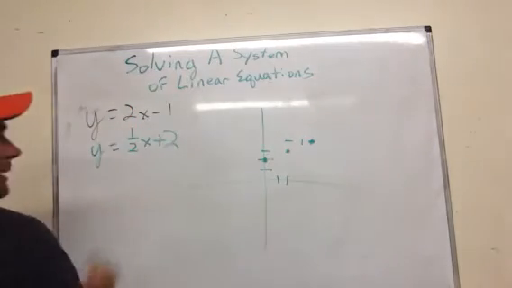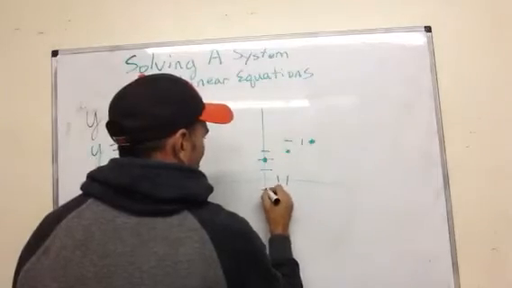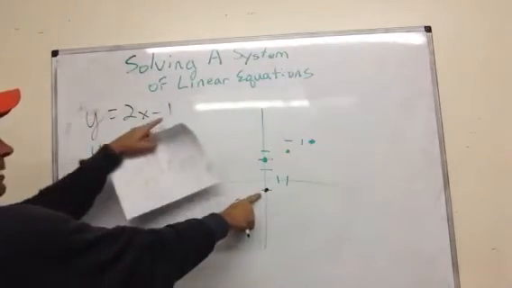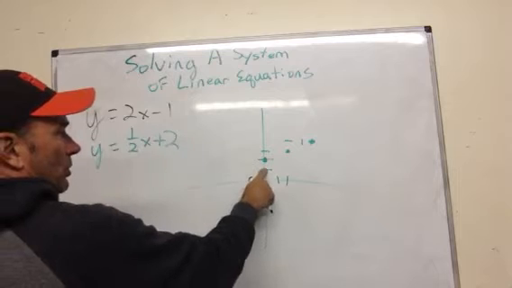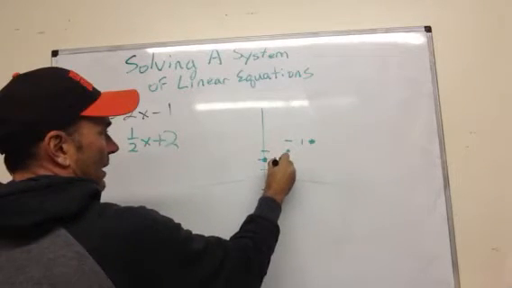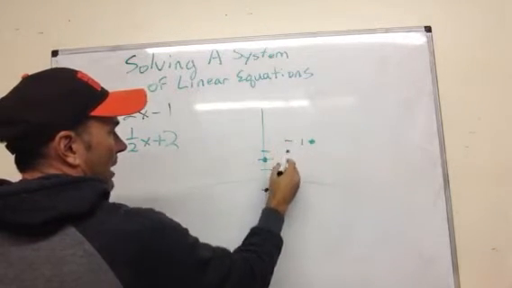My other line is 2x minus 1. I'm starting down here at negative 1. That's my y-intercept. My slope is up 2 over 1. Up 2 over 1. And look what happens.